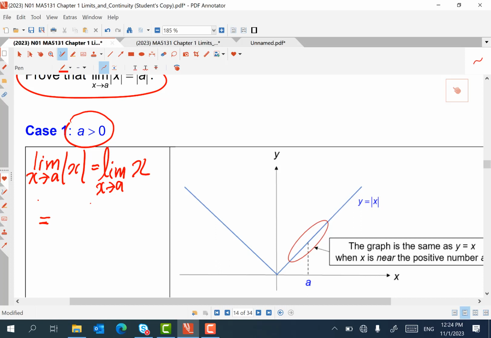The way to explain this is because I know if a is strictly positive, those values of x that approach a, those values of x that are near a, are something like this here or like this here. Because a is positive, values that approach a will also be positive. Therefore x is positive, and therefore the absolute value of x is just x. And then this is a, which you can write as the absolute value of a.